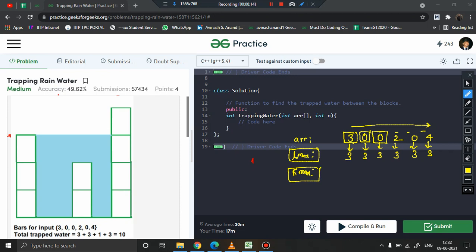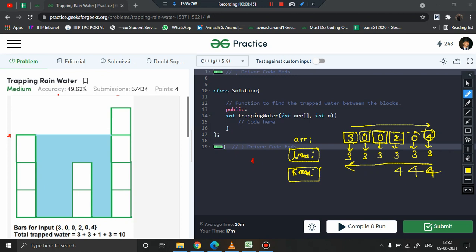So now I'll start from right to left. I'll consider the initial array. The tower height is 4, so the maximum height tower observed so far is 4, meaning the maximum height of tower this tower is observing is 4. Now come to this value, 0. Obviously the maximum height observed so far towards the right of it is 4 only.